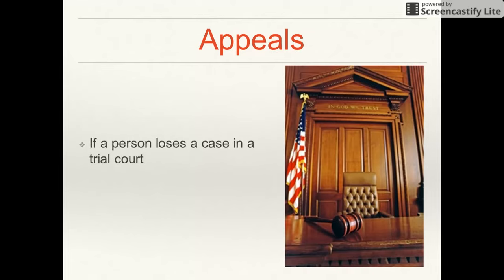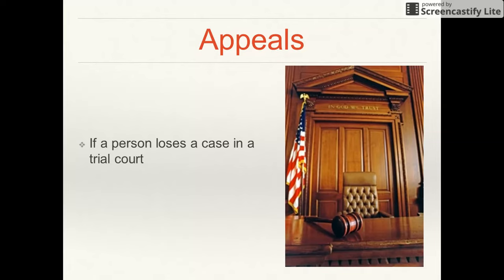Essentially, it happens when you lose. So if you lose a court case, you have a chance to appeal it to a higher court. There's a hierarchy of courts. So imagine Supreme Courts at the top, and then there are other federal courts below them, and then there are state courts, and then there are local courts.